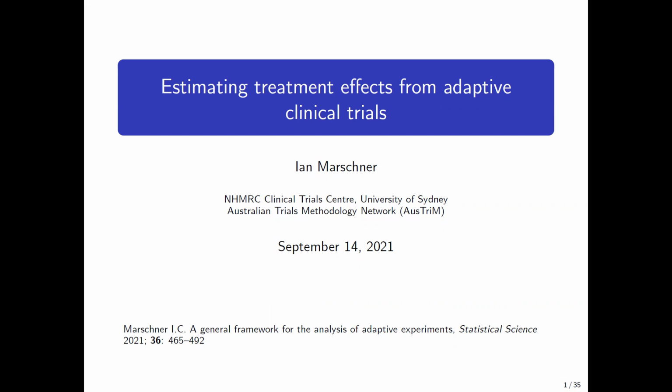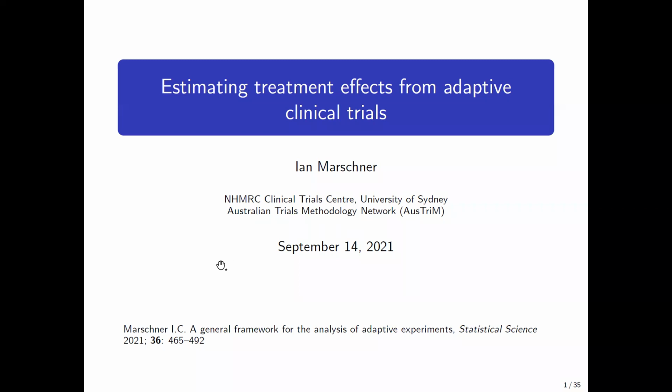Just by way of background, as David mentioned, I'm from the NHMRC Clinical Trials Centre at Sydney University. We have a group of biostatisticians working on trials and methodological research. The NHMRC, I guess, is Australia's version of the MRC. And the other group of interest that I'm an investigator with is the Australian Trials Methodology Network, or AUSTRIM, who are also a national group funded by the NHMRC in doing methodological research.